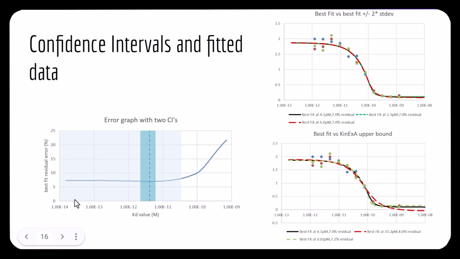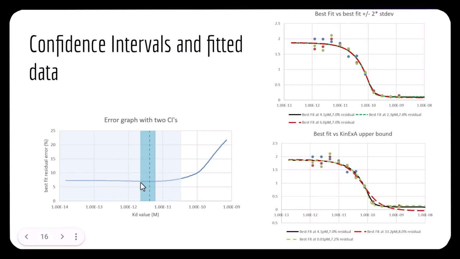And then the other thing I want to do is go back one more time to this error graph. Here I've redrawn the error graph from the previous slide, and I've overlaid the confidence intervals. This dark blue band is the plus and minus 2.48 standard deviations confidence interval, and this light blue band is the KinExA confidence interval. It's around 30 picomolar on this end, and then it goes all the way down to 10 femtomolar and below. So it shades all the way down on the KD axis.